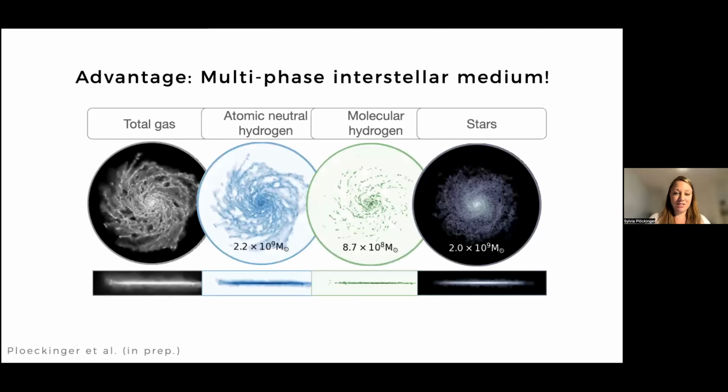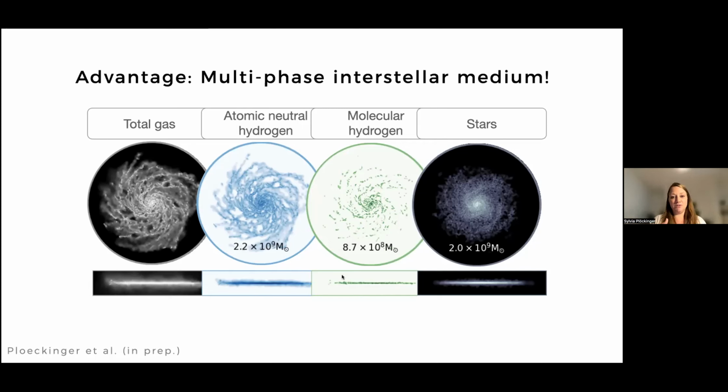So now the advantage, as I had said before, the big step forward, is that we now have a multi-phase interstellar medium. That means we not only have the total gas with much finer and higher density contrasts, but we also have it split into its different components. So for example, we can say where our atomic neutral hydrogen is, where our molecular hydrogen is, and because this is not done in post-processing, as it would have to be if you have a single phase, to distinguish the phases after the simulation is run, this is now done on the fly, basically.